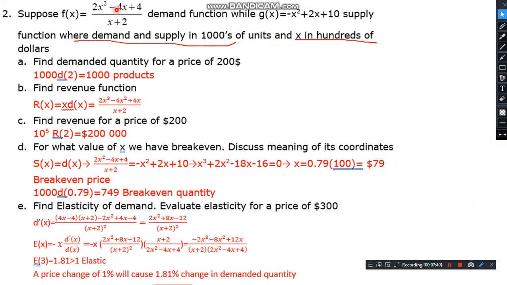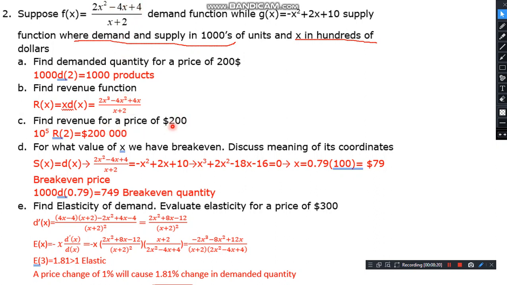Another problem, given f(x), this is the demand and this is the supply, where demand and supply are in thousands of units and x is in 100. Find the demanded quantity for a price of 200. So x is in 100, so 2, and this is 1000, so 1000 D(2). Find the revenue function. Revenue is x times D(x), so I multiply this one by x. I multiply the numerator, it means 2x cubed minus 4x squared plus 4x over x plus 2.